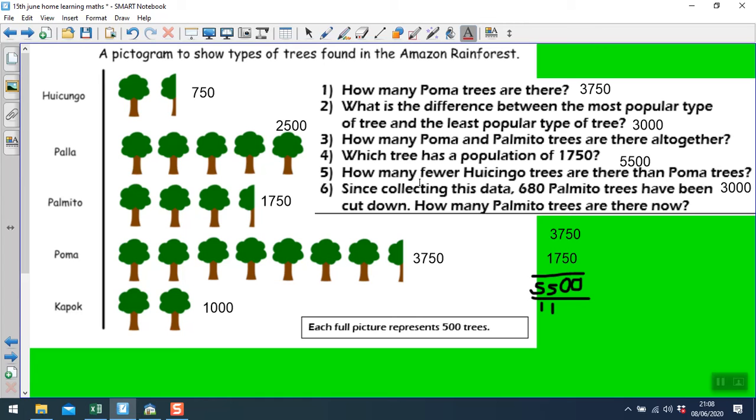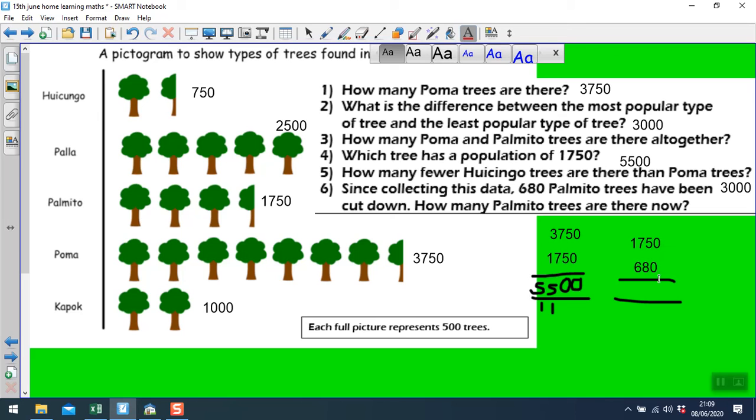And last question, since collecting this data, 680 palmito trees have now been cut down. How many palmito trees are there now? So there used to be 1,750, but 680 have been knocked down, which is very sad. So we've got to do a subtraction.